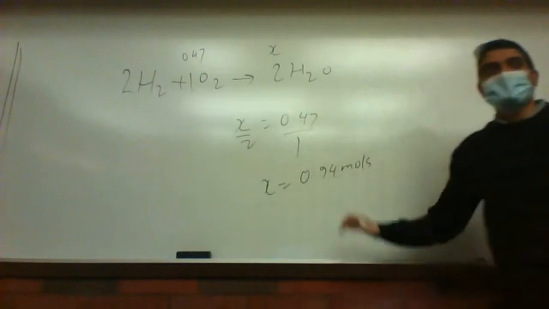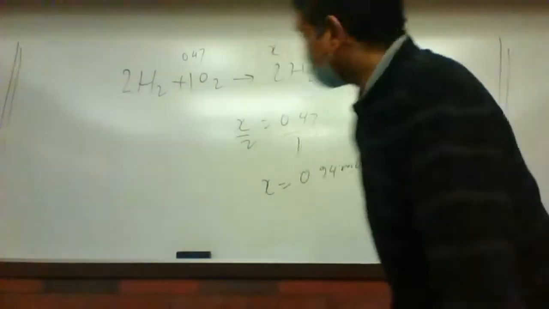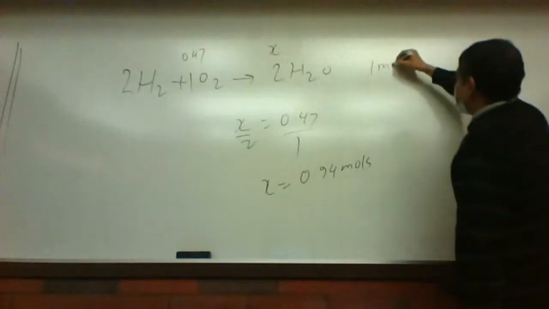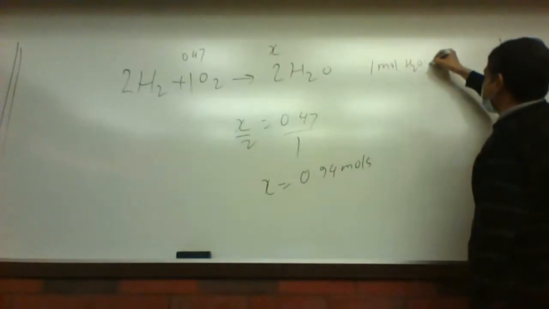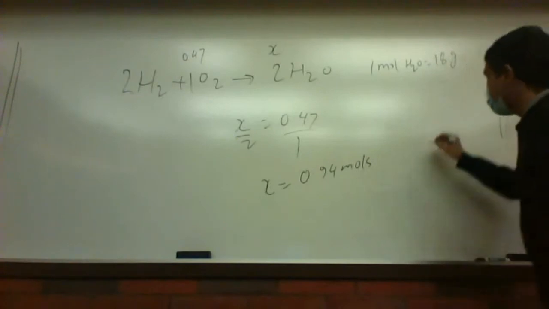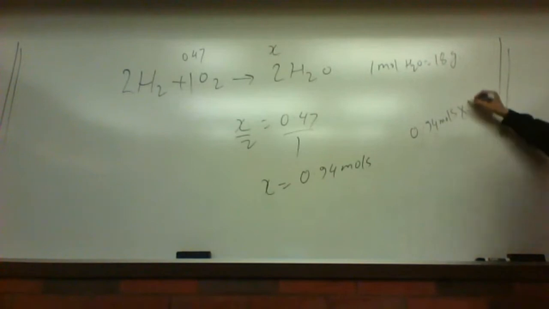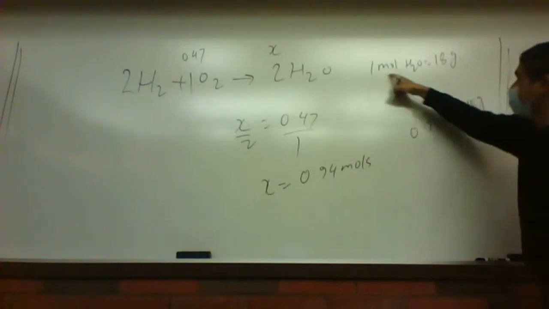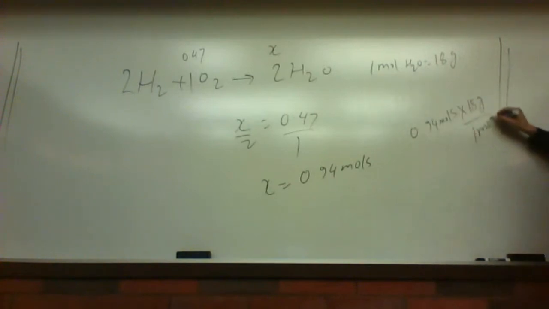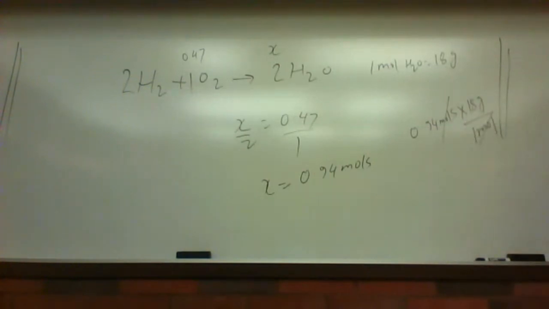If you want to convert these moles to gram, 1 mole of water is equal to 18 gram. So you can convert this mole to gram. This is 0.94 moles. I want gram, so I put the gram part up there, and I don't need mole, so I put the mole part down here and cancel the mole, and I multiply to find how many gram of water. So the most important thing is to find the limiting reagent.